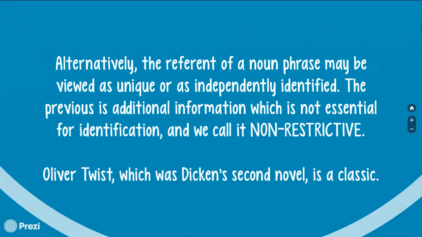Let's illustrate this. In the following example, Oliver Twist, which was Dickens' second novel, is a classic. This non-restrictive relative clause begins with the subordinator which, and consider that in this case this clause is placed in between commas. Consider too that in this case we don't need to identify the noun because we are talking about a specific novel written by Charles Dickens. So it's not necessary for us to identify the head noun because it's unique.